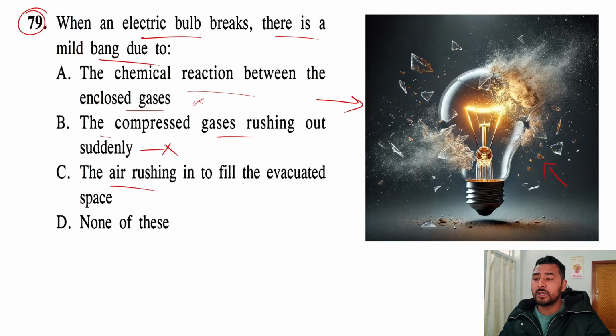The air rushing in to fill the evacuated space, so the answer will be option number C. What happens is, as soon as this bulb breaks, the air from outside tries to go inside and fill those evacuated spaces. That's when we get this sound, okay? Let's go for the next question.